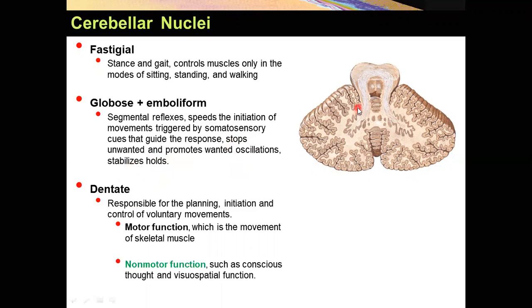Look at the dentate nucleus here, the efferents originating from the dentate nucleus are responsible for the planning, initiation, and control of voluntary movements. When we talk about motor function of the cerebellum, actually we talk about the movement of the skeletal muscle. When we talk about the non-motor function, we talk about conscious thought, planning, and also the visuospatial function.